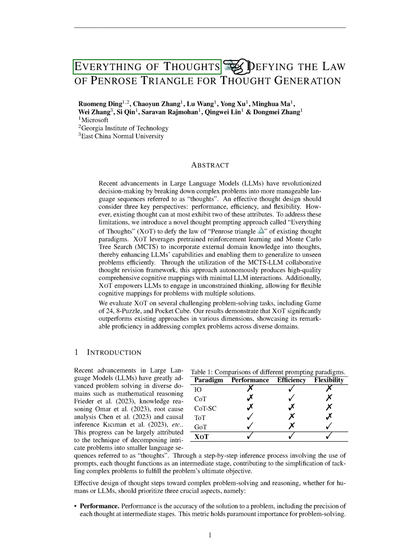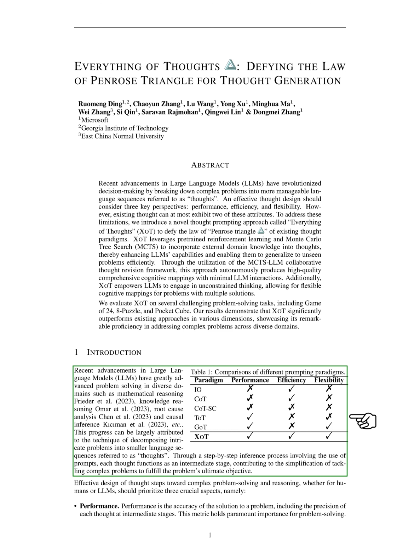Introduction. We're here to discuss the recent progress in large language models, LLMs, which have made significant strides in solving complex problems across various fields, such as mathematical reasoning, knowledge reasoning, root cause analysis, and causal inference. This progress is largely due to a technique that breaks down complex problems into smaller language sequences, which we like to call thoughts. Each thought acts as a stepping stone in the problem-solving process, simplifying the task at hand and helping us reach the final solution.